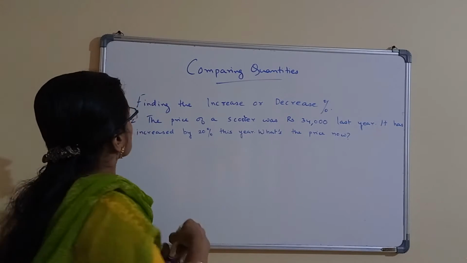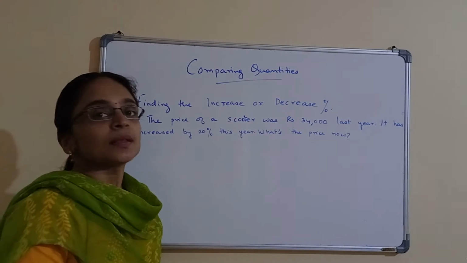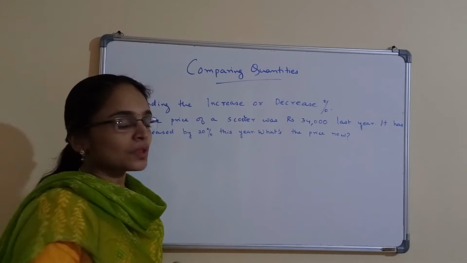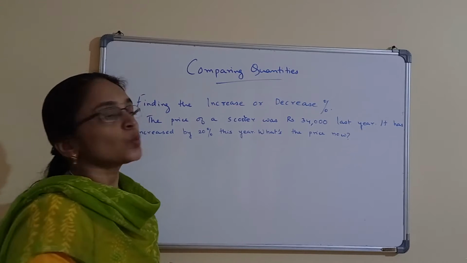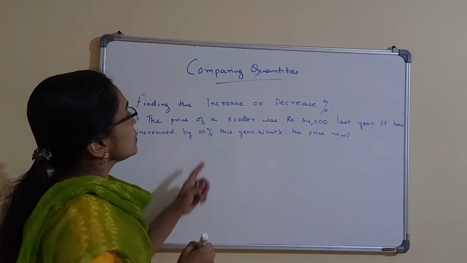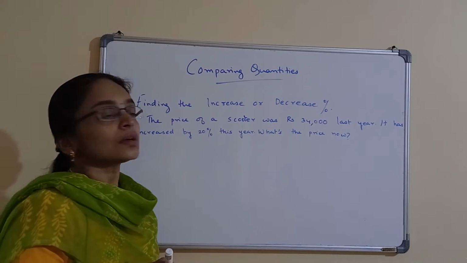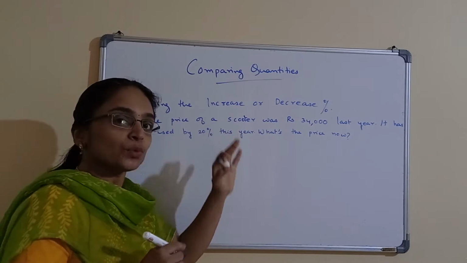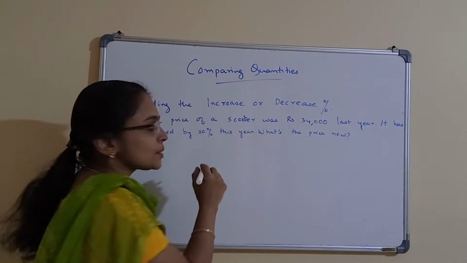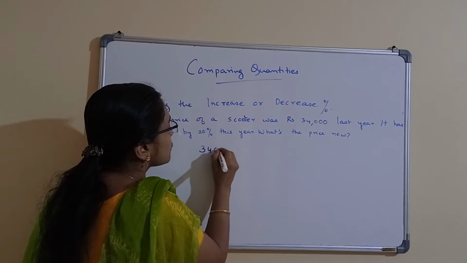So let us start with example 2 from the book. The price of a scooter was 34,000 last year. It has increased by 20% this year. What is the price now? So the price of a scooter was 34,000 last year and it has increased by 20%. So what is the actual price of the scooter?